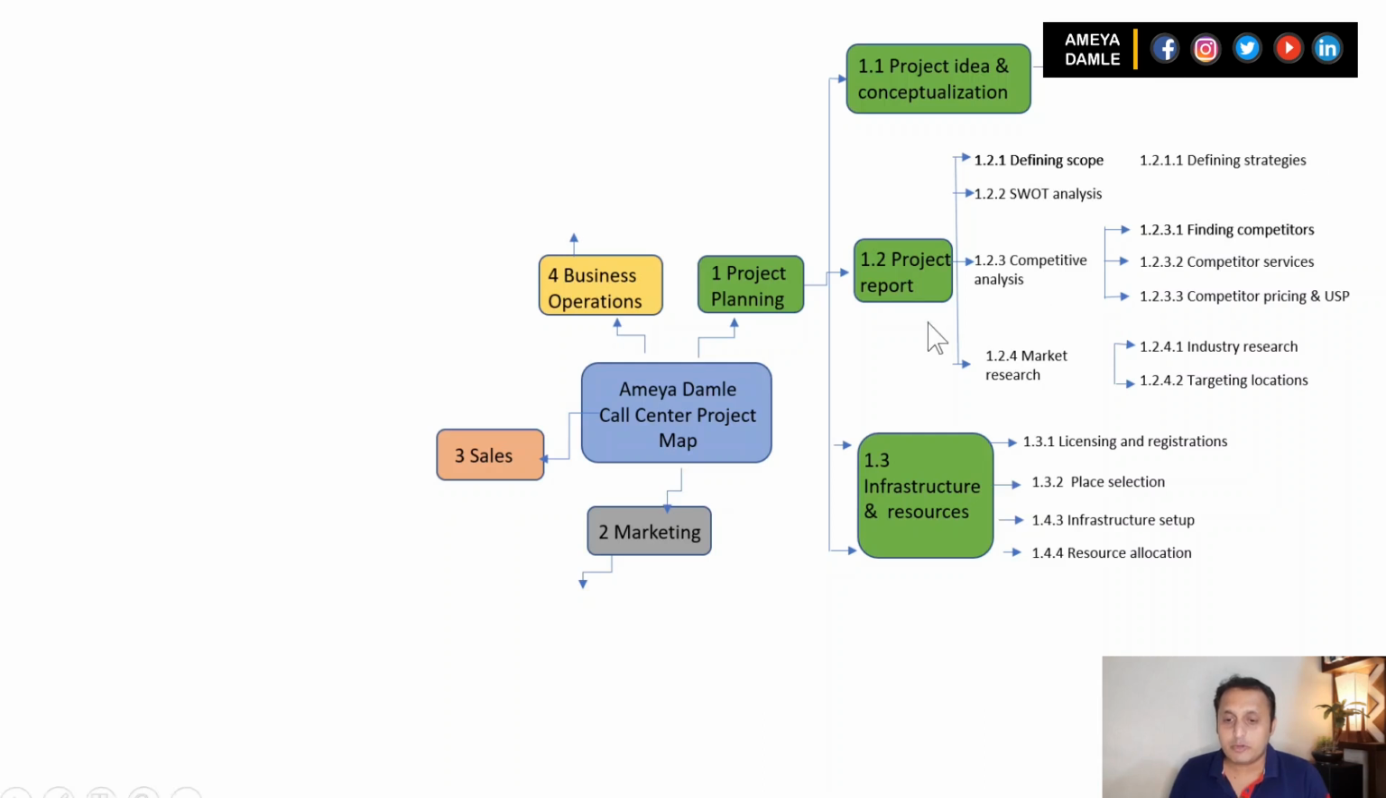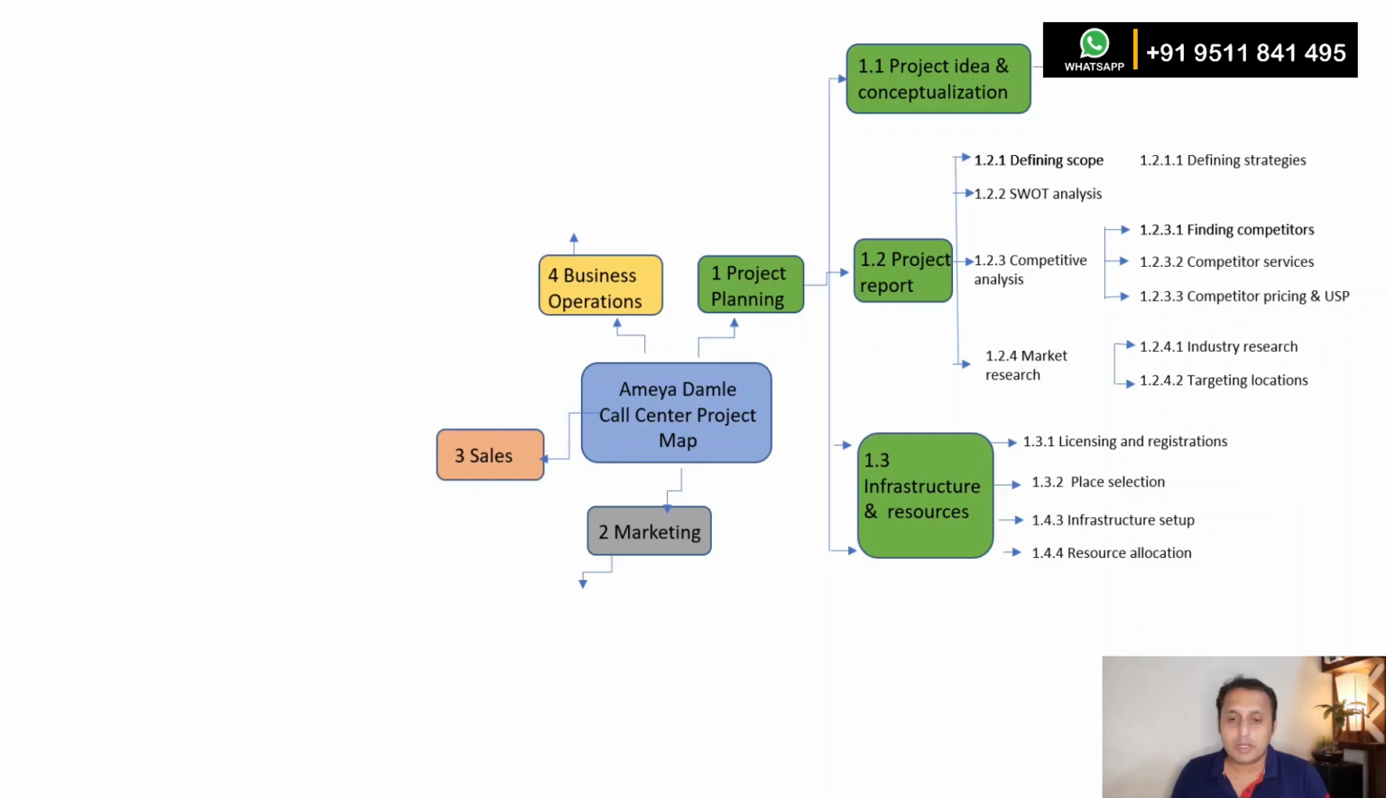The second one is project report. Under project report, it's divided into significant activities or tasks under this milestone. We wouldn't go too much into detail and discuss everything because it's very self-explanatory. But basically, it's defining the scope, understanding the SWOT analysis, that is strengths, weaknesses, opportunities, and threats. Defining all the strategies: financial strategy, marketing strategy, sourcing strategy, staffing strategy. There are various strategies which you have to consider before you start a business.